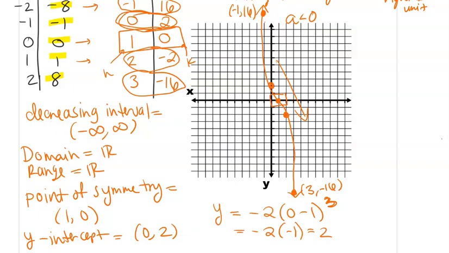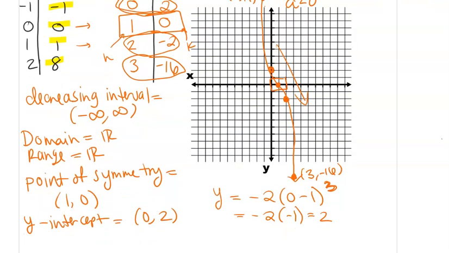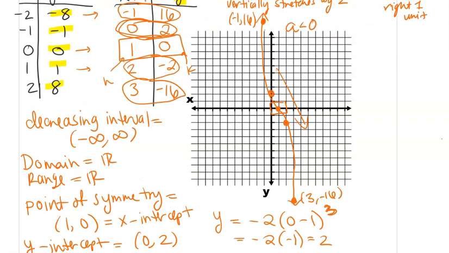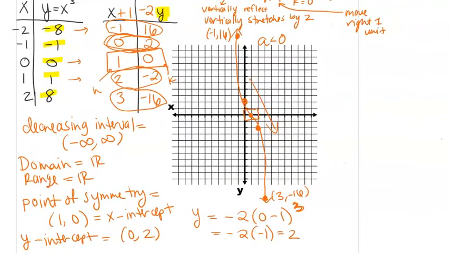The x-intercept is right there in my graph because this function only moved right one, it never moved away from the x-axis. So the x-intercept also happens to be the point of symmetry as well. And yeah, so that's our second graph and its defining characteristics.